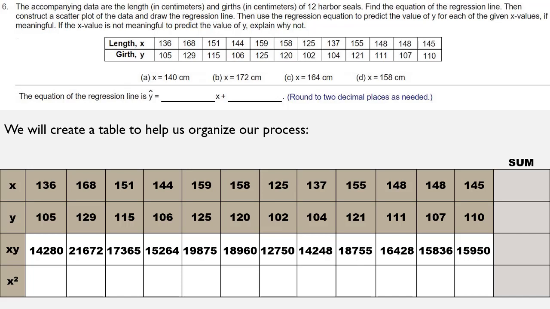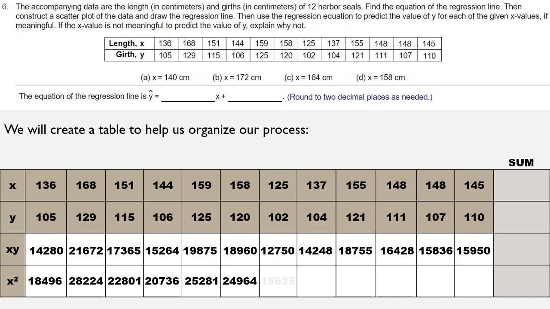Then we need to square each of the x values. So 136 squared is 18,496. 168 squared is 28,224. 151 squared is 22,801. 144 squared is 20,736. 159 squared is 25,281. 158 squared is 24,964.